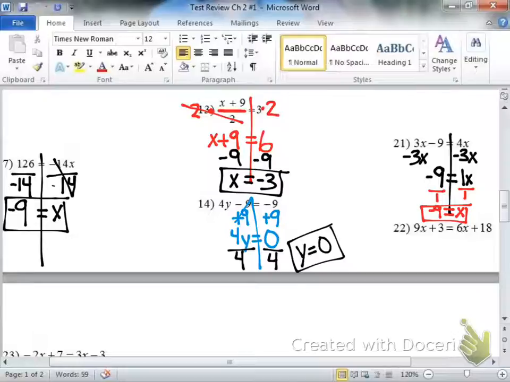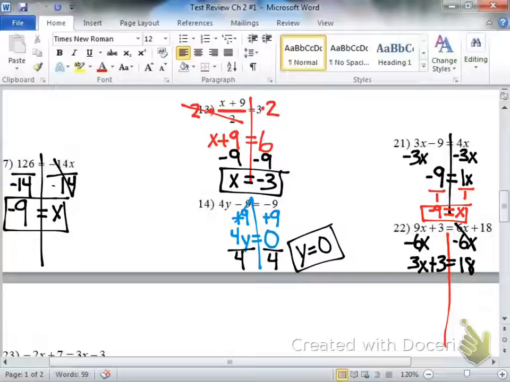Alright, same starting point on number 22. I have x's on both sides of my equal sign. Yeah, so I want to move the 6x, I heard you say. How do you move a positive 6x? You're going to subtract the 6x from both sides of the equal sign where you see the x's. 9x minus 6x is 3x. You still have the plus 3. You moved the 6x, and then you have an 18.